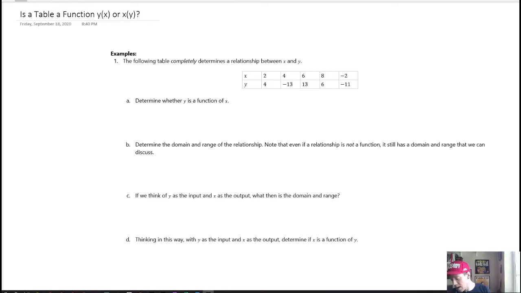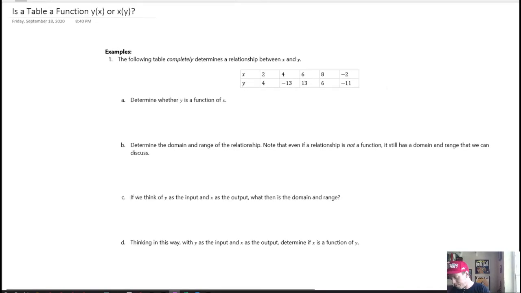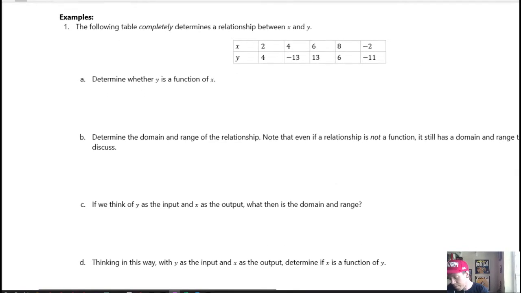So let's take a look here. We have this example where we've got a table, and it says that the following table completely determines a relationship between x and y. So we can know that there's no other inputs or outputs to this.